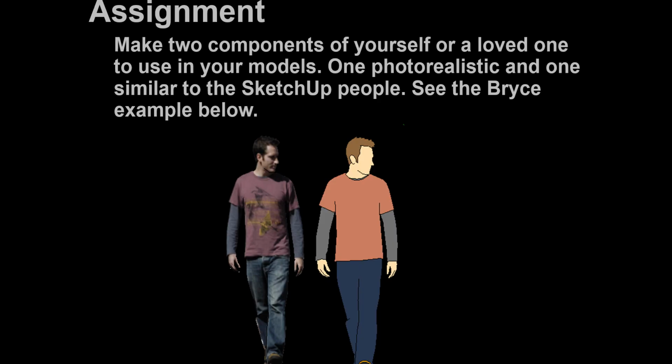Our next assignment is to make two components of yourself or a loved one to use in your models. One of the components will be photorealistic, and the other one will be like SketchUp people, sort of cartoony.